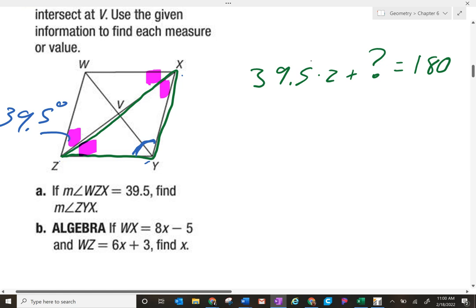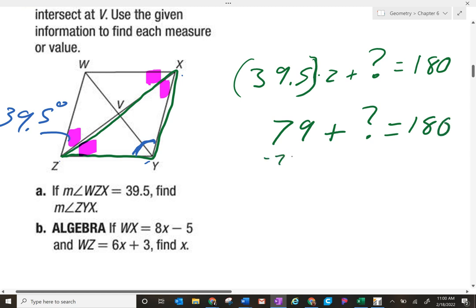So you told me to do 39.5 times 2. I'm going to put these in parentheses just so we can see it. 39.5 times 2 equals 79. Plus, I didn't give it a variable, I'm just going to give it a question mark, or I could say angle Y equals 180 minus 79 to both sides because it's just algebra at this point. That tells me my missing angle, angle Y, equals 101 degrees. So find angle ZYX, 101 degrees.